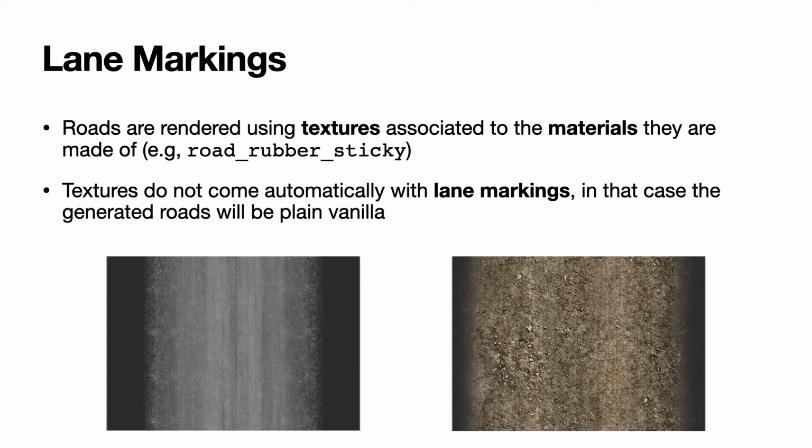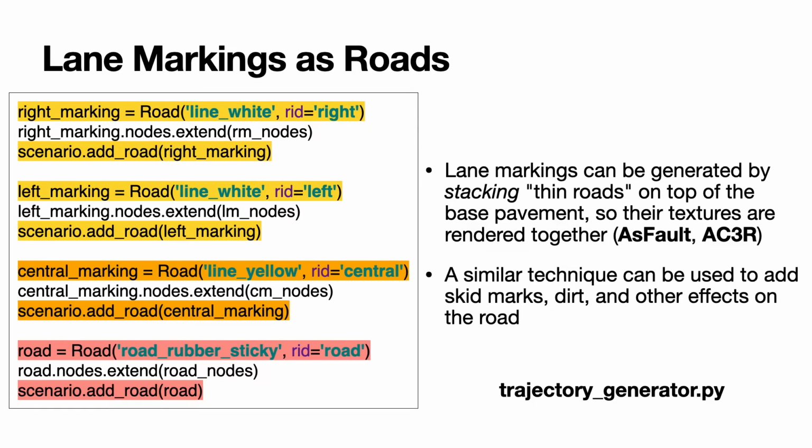We need to make them on ourselves. So one way of doing that, and this is what tools like Asphalt and AC3R do, is to imagine roads as made of layers. The base layer is the concrete. So we can use a material like this road rubber sticky, which is basically asphalt, a concrete layer with no lane marking. What we can do then is to draw on top of this the lines themselves.